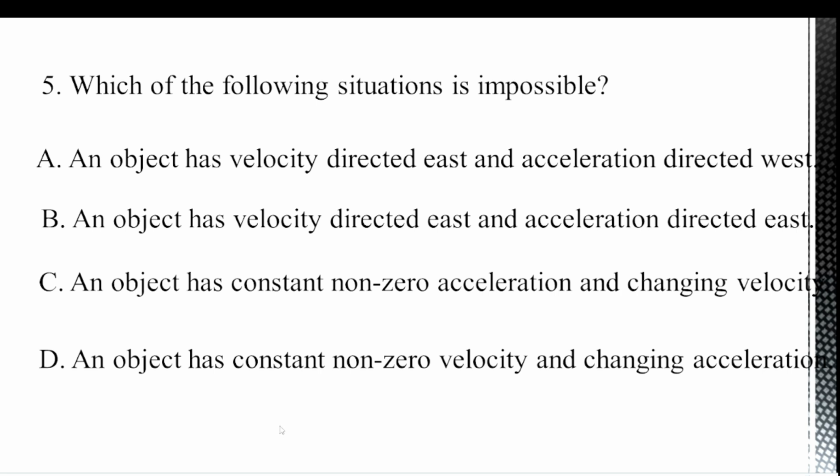Choice D says an object has constant non-zero velocity and changing acceleration. How could it be? If the final velocity and the initial velocity are equal, the change in velocity becomes 0. 0 over the change in t is 0. That means acceleration is 0, and hence we never expect a change in acceleration. And hence, D is a completely wrong perception. Great.